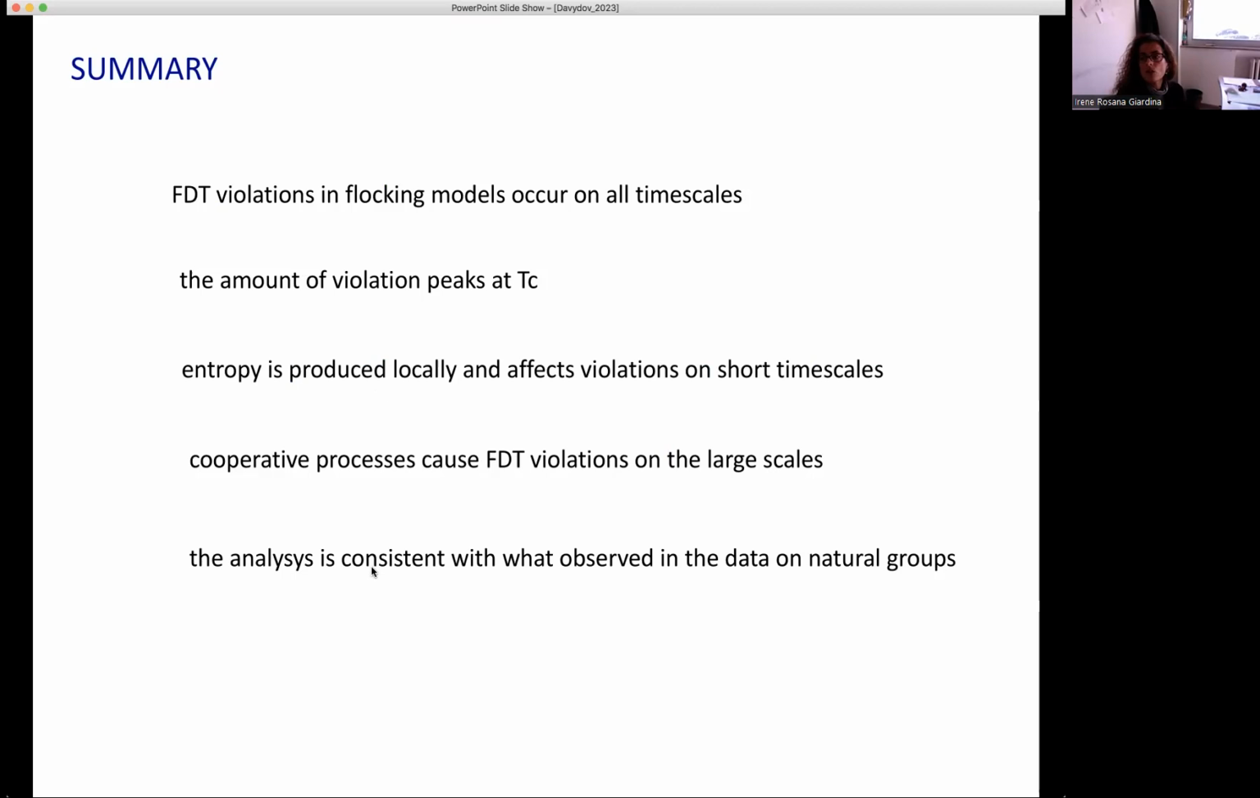Now, this is consistent with what we observed in the data, because what we observe in the data is precisely that in flocks, which are very ordered and where mutual diffusion is very small and the network rearranges very slowly, non-equilibrium effects are basically very low, while in swarms, which are close to the critical transition, they are very, very important. And with this, I conclude my talk.